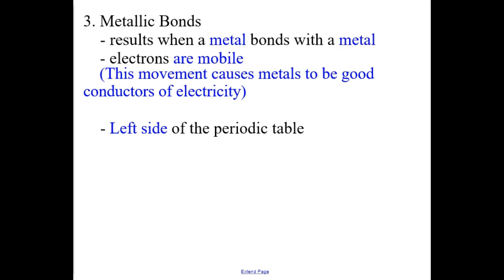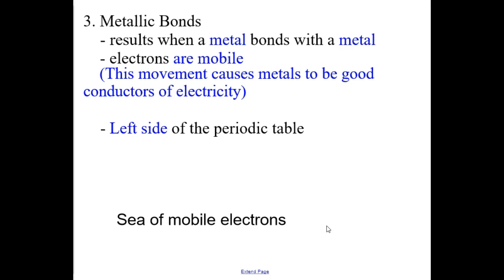So electrons are mobile, which means that they are moving. This movement causes metals to be good conductors of electricity, and they will always appear on the left side of the periodic table. This is referred to as the sea of mobile electrons as they are moving. And actually this idea that there's an electronic fluid, that the electrons are able to move and flow, is why how fast the electrons flow through a wire is called the current.